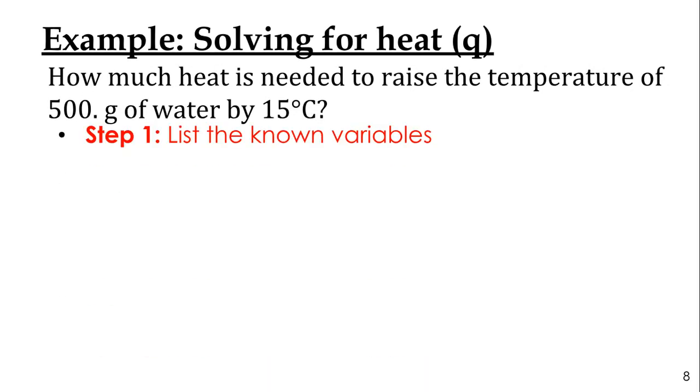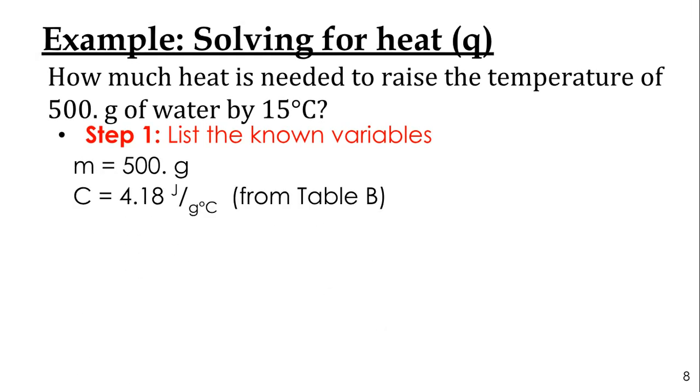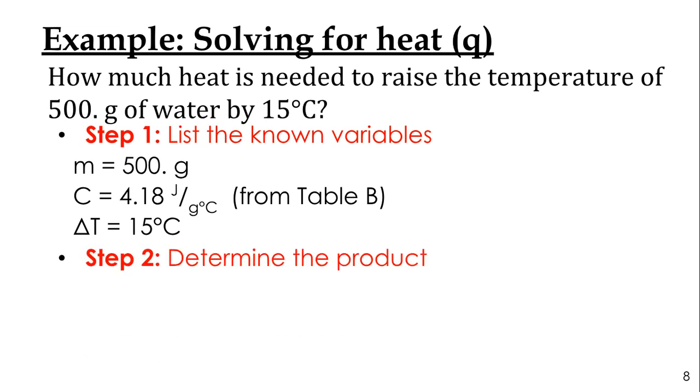So what we need to do is first list the known variables. m is equal to 500 grams. c is equal to 4.18 joules per gram degrees Celsius from table B. Delta T is 15 degrees Celsius, which we have right from the problem. And Q is going to be our unknown, how much heat.